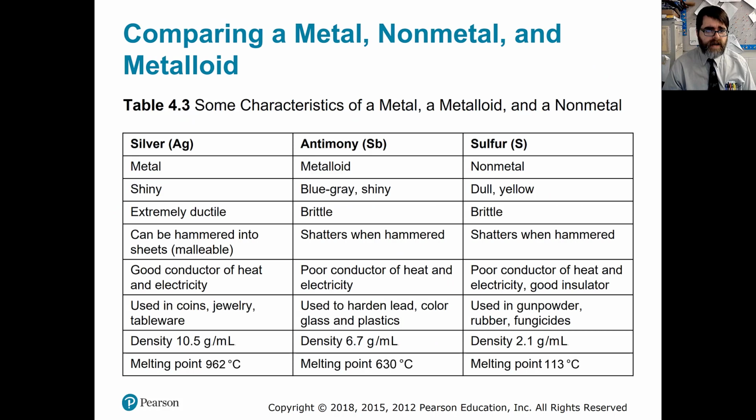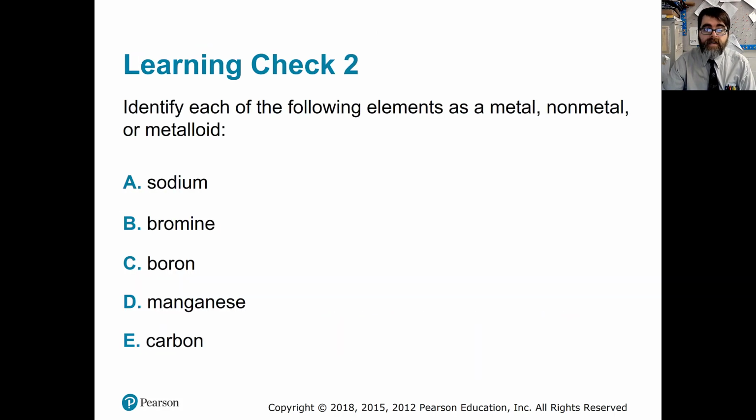Here then is a table just comparing some properties of a representative element out of each group. Take a moment and read it if you are interested. Here, just identifying them: sodium is a metal, and just to be clear, metal, non-metal, and I suppose I'm going to have to go metalloid, something like that. So non-metal, boron is a metalloid, manganese is a metal, and carbon is a non-metal.